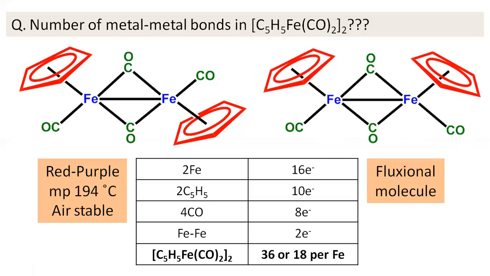There are 2 different types of carbonyls. These 2 are known as terminal carbonyls, and this is known as a bridging carbonyl. So finally, this complex has 1 metal-metal bond to satisfy the 18 electron rule. The 18 electron rule is the most fundamental key for solving this problem.